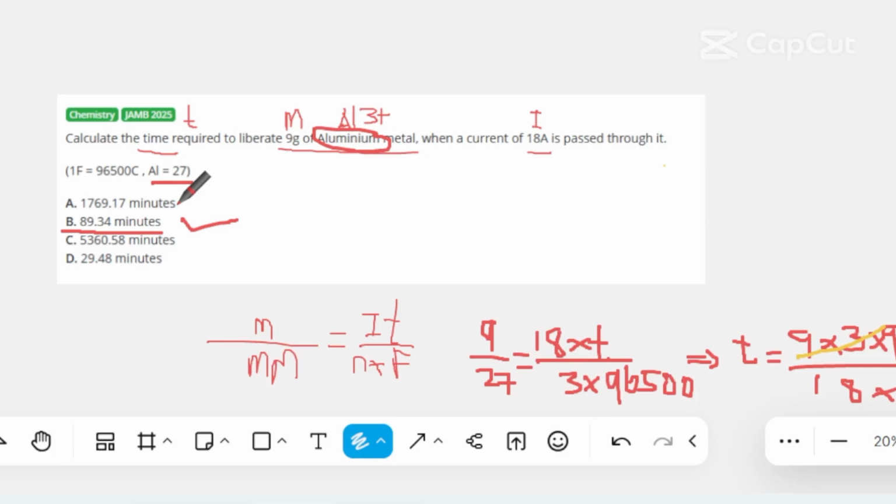In the next video, I'll be solving a question on Faraday's second law. In that Faraday's second law, you'll be having two metals, maybe aluminium and copper, and they will ask you to calculate the mass of the other one. It's actually very simple. I'm going to teach you a short method, just like a formula like this. I'm going to give you a short formula that will help you to solve that easily.